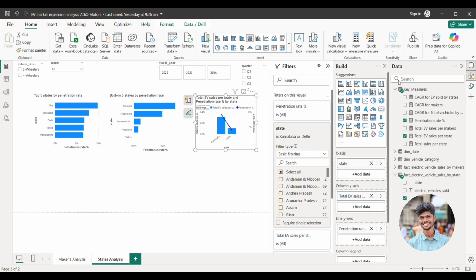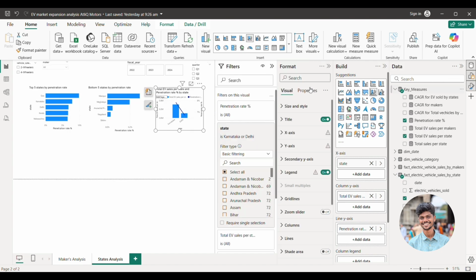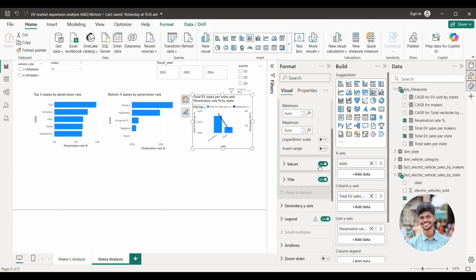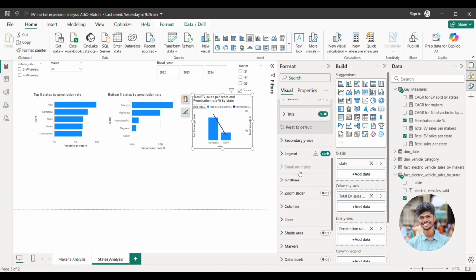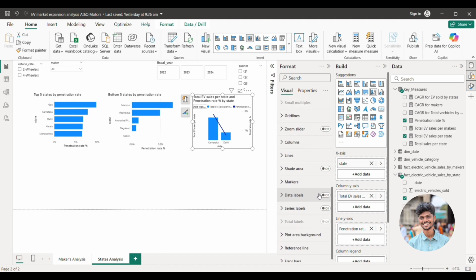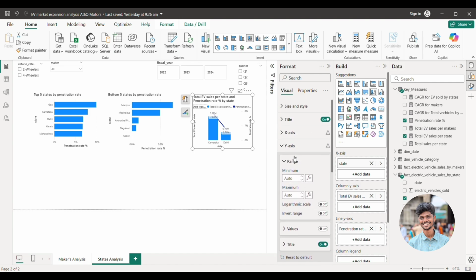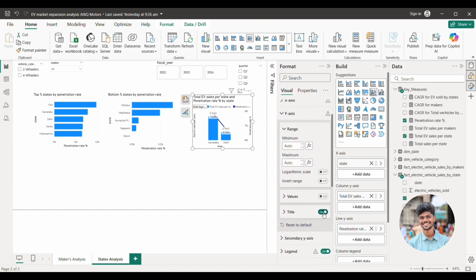Now click the visual and go to format. In the y-axis, turn off the values, and down there you can see the data labels, turn it on. We also don't need the title for the y-axis.